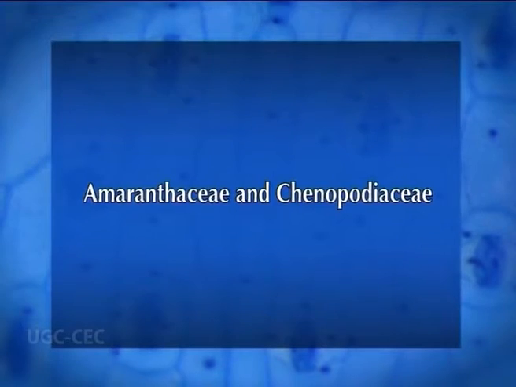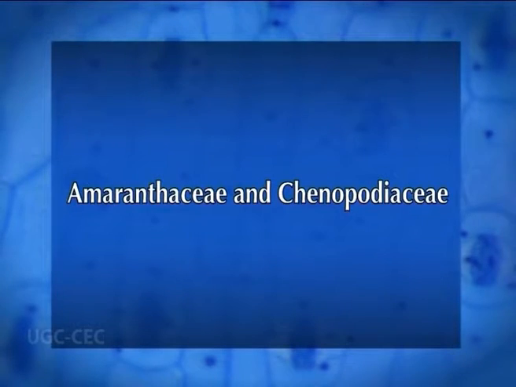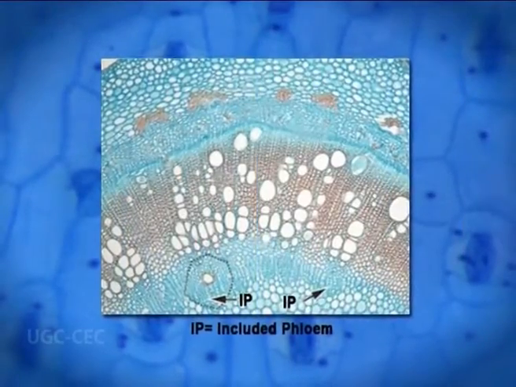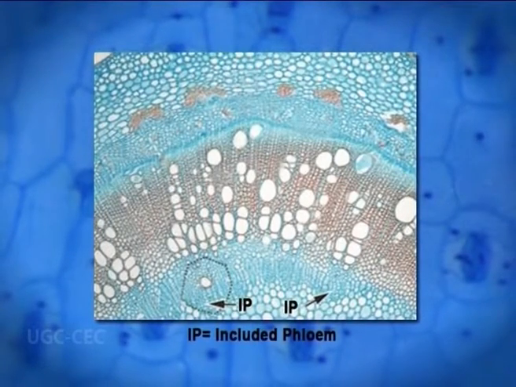In certain families like Amaranthaceae and Chenopodiaceae, the cambium, in addition to producing phloem outward and xylem inward, periodically forms some strands or layers of phloem towards the interior of the stem, so that the phloem strands become embedded in the xylem. Such phloem strands are referred to as included phloem or interxylary phloem.